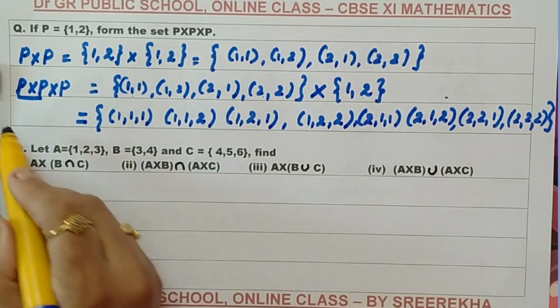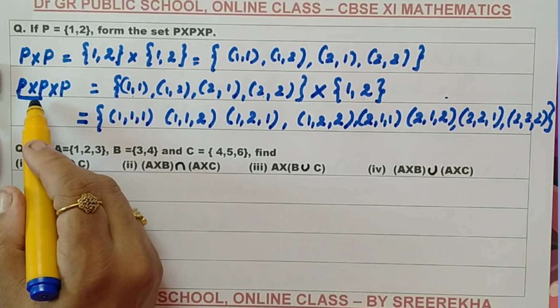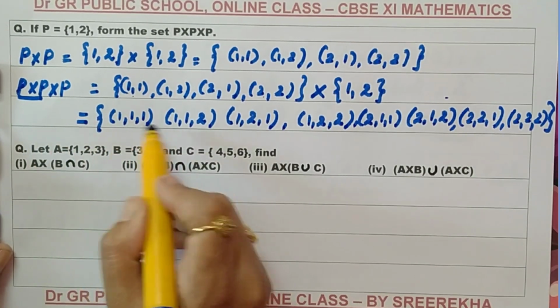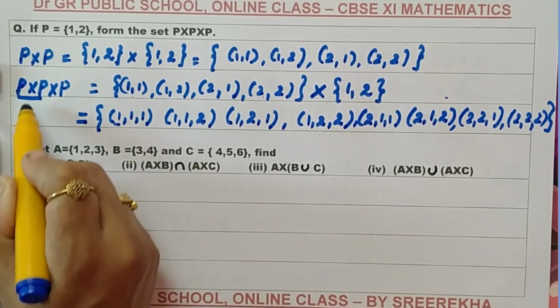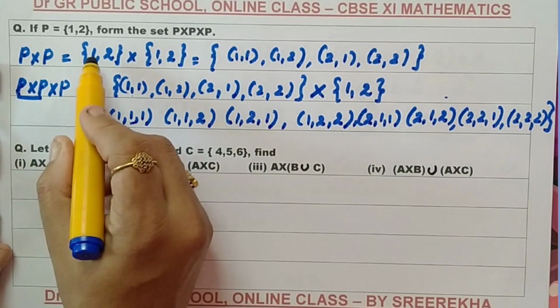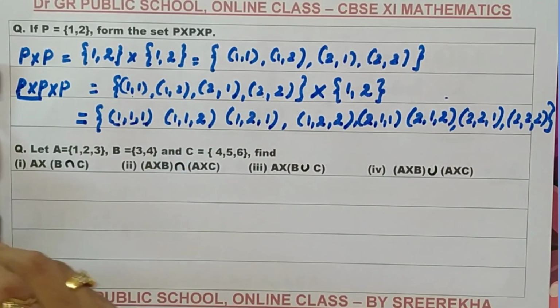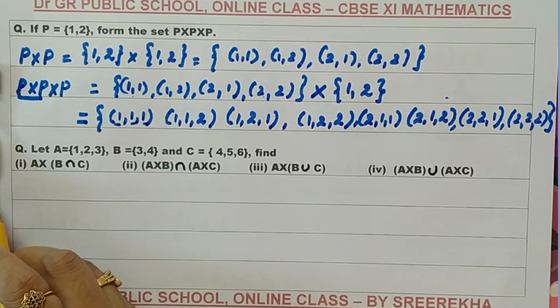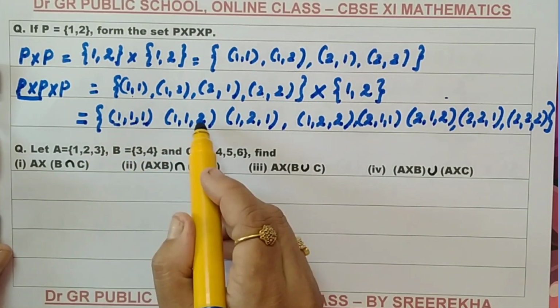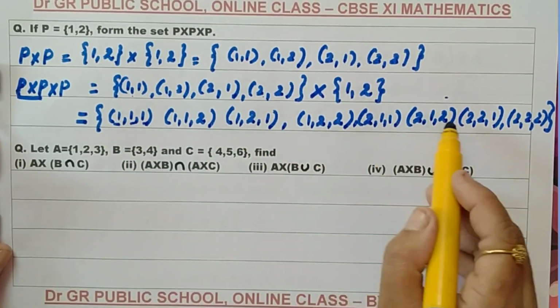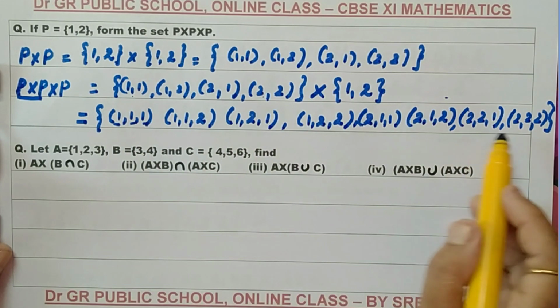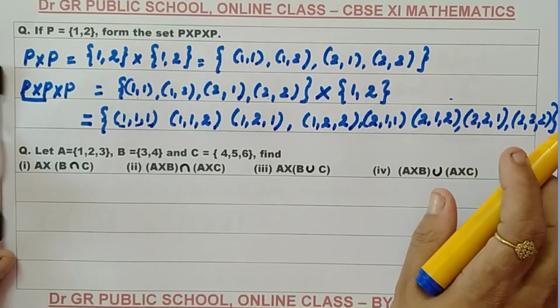So this seems easy for finding the ordered triplet, in which, as you already studied, the first element is from the set P, the second also from the set P, the third also from the set P. That is P cross P cross P. How many elements are here? 1, 2, 3, 4, 5, 6, 7, 8. 8 elements are there in this set.